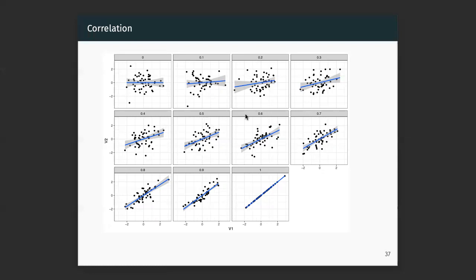Feeling good about correlations? Okay. I'm not going to show you how to compute them because you're never going to need to do it on your own. But in R, you can use the function cor to compute the correlation coefficient.